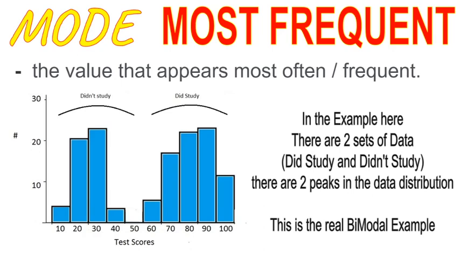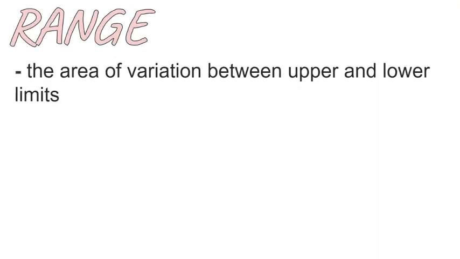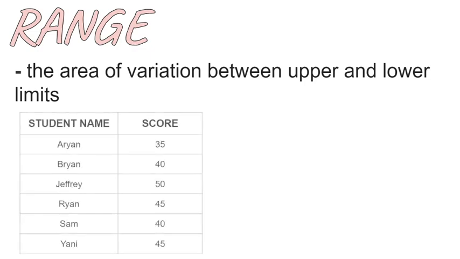Okay, so this is only for clarification, but for the purpose of the exam, please remember the ones I taught earlier. Okay, now let's talk about the range. What is a range? By definition, this is the area of variation between the upper and lower limits. So let's go ahead and use this example.